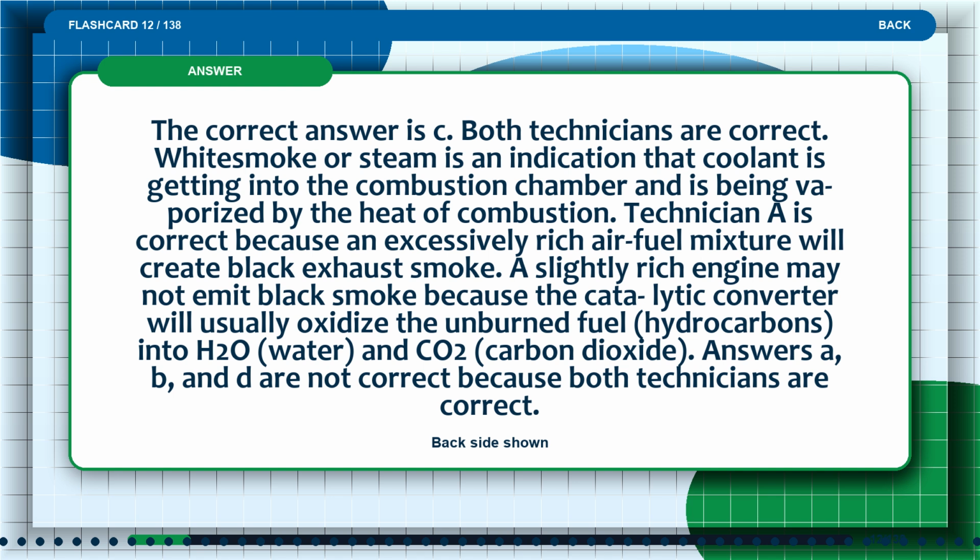Technician A is correct because an excessively rich air-fuel mixture will create black exhaust smoke. A slightly rich engine may not emit black smoke because the catalytic converter will usually oxidize the unburned fuel hydrocarbons into H2O (water) and CO2 (carbon dioxide). Answers A, B, and D are not correct because both technicians are correct.